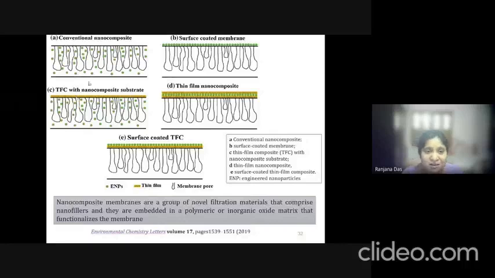So the first is the conventional type nanocomposite membrane, and after that we are forming a thin film coating. This thin film coating helps in the removal or separation of some of the contaminants. And when they are passing through, they are also getting degraded, or mineralization is done. But when this combination is used, that is very much advantageous.